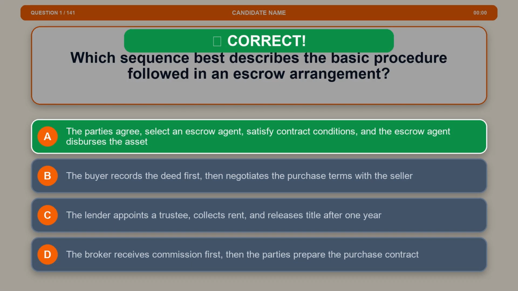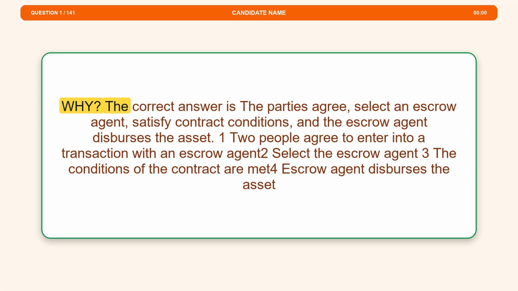The correct answer is option A. The parties agree, select an escrow agent, satisfy contract conditions, and the escrow agent disperses the asset. 1. Two people agree to enter into a transaction. 2. They select the escrow agent. 3. The conditions of the contract are met, and the escrow agent disperses the asset.